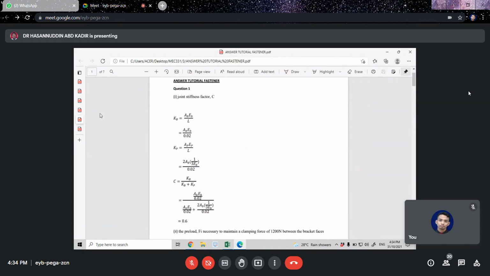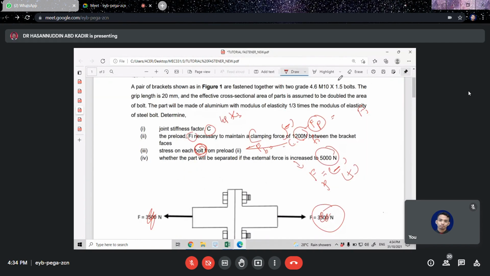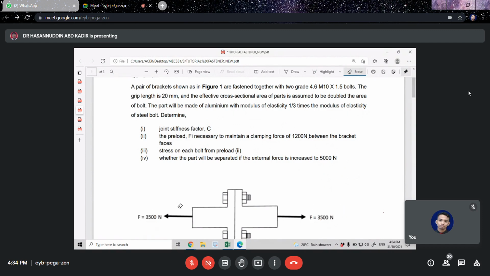Okay, this one. Firstly, it asks you, let me erase first. So remember, like I told you just now, if it asks you what to find for C, it must be KB and KP. So make sure KB and KP have a value of A. If there is no value of A, you have to play around with another type of formula to find the KP. Please refer to your list of formula.